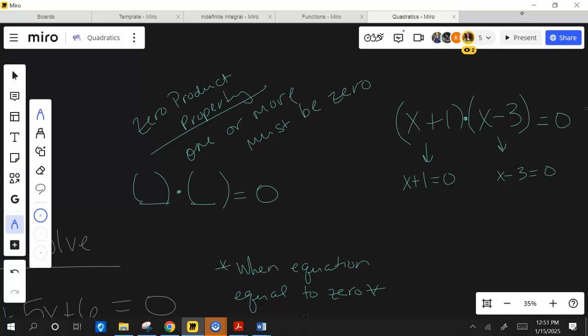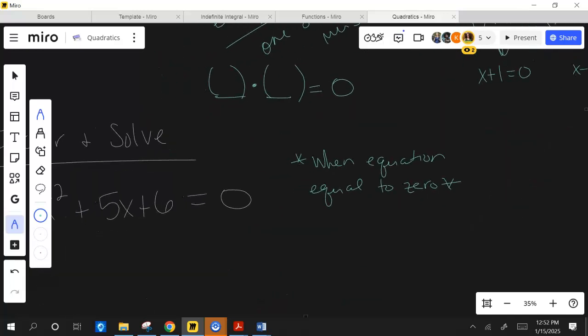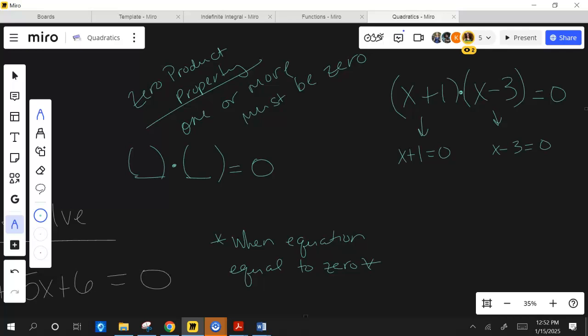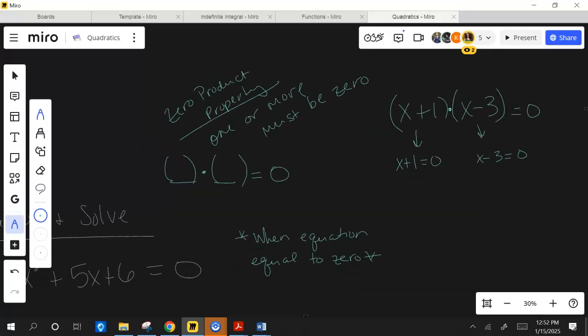Okay, so here are my steps. Here's what I'm going to do. I'm going to make sure my equation equals 0. Does it look weird? You're going to get 2 answers for most of these.